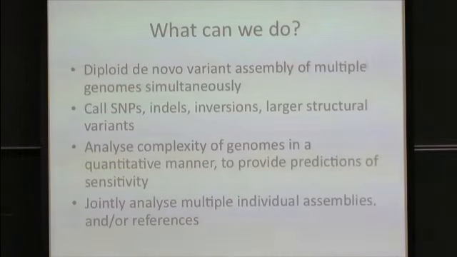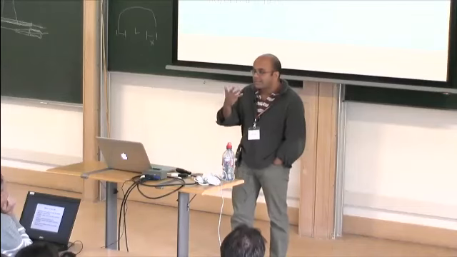So what can we do? We can do diploid de novo assembly of variants. We can do it on multiple genomes simultaneously. That includes eukaryotes, including humans, and I'll describe that in a second. So we can call SNPs, indels, inversions, and larger structural variants. And we've been doing this in the 1,000 Genomes Project. There's been experimental validation of variants at different length scales, and so we're quite happy with what we've got.